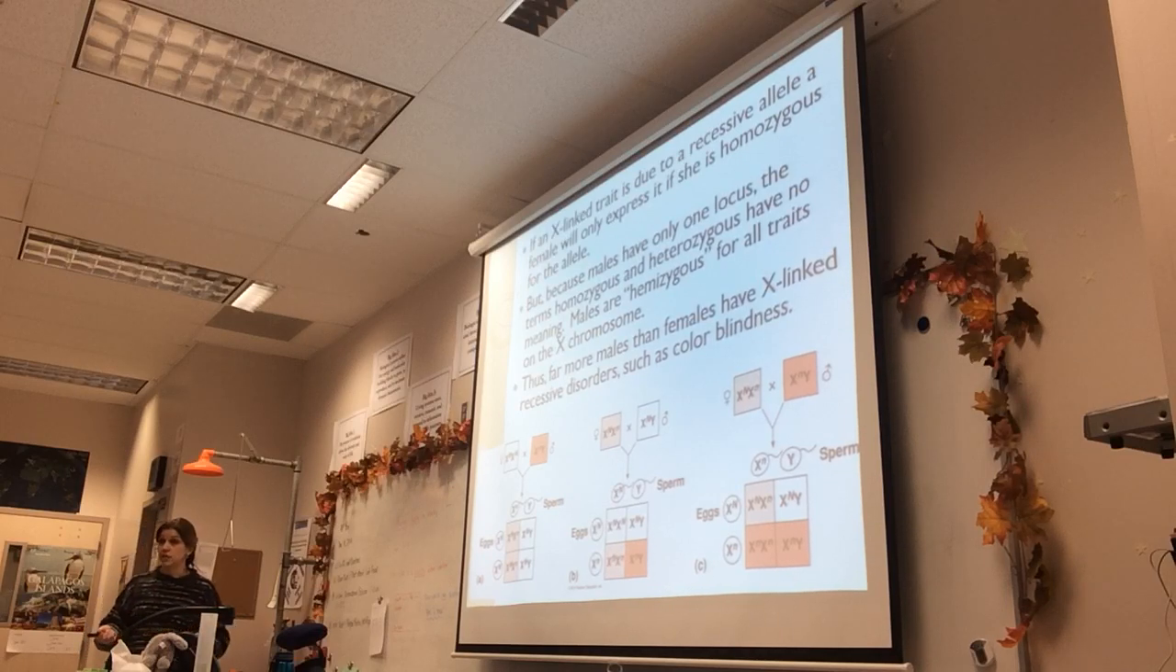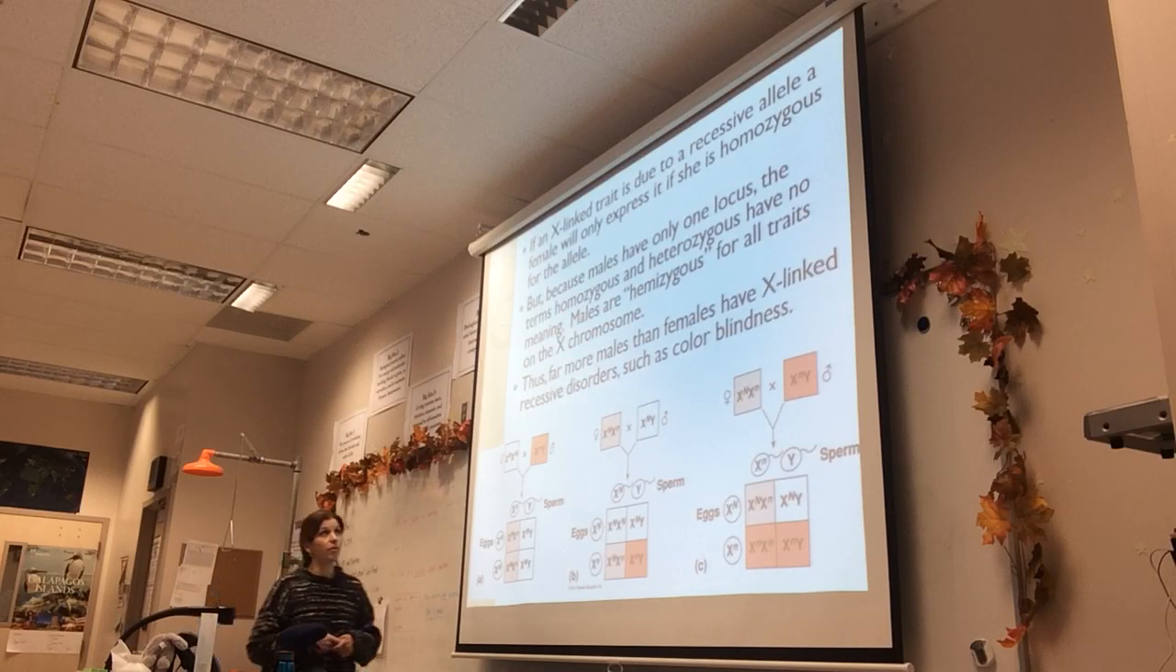She has to be homozygous recessive. The trick is, for a male, males are what we call hemizygous. Hemi means half. Hemizygous for everything that's on the X, because they only get one copy. So because of that, far more males than females have X-linked recessive disorders, such as color blindness.